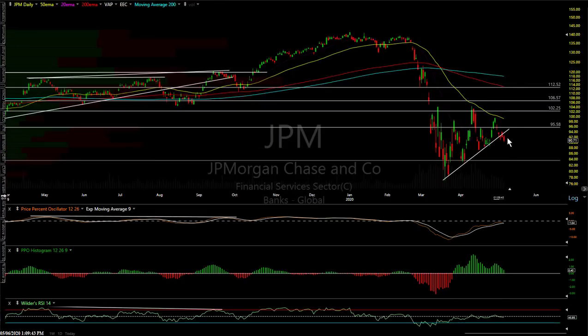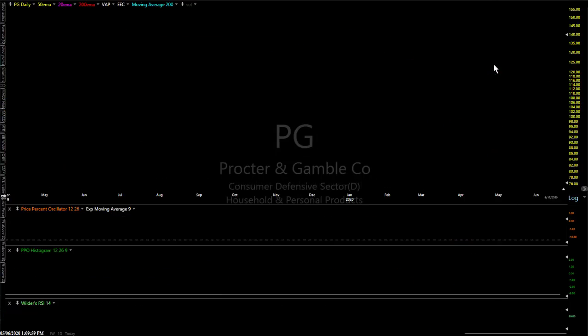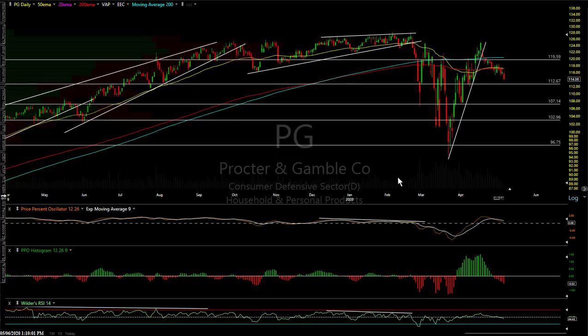JP Morgan, JPM, here's our uptrend line, which is cracking below today. Pretty impulsive breakdown, but hasn't yet given us that bearish crossover. PPO is rolling over just below the 0 line there. So there's one to watch, and we'll keep an eye on the financial sector as a whole. That's the leader. JP Morgan's the biggest bank of all of them.